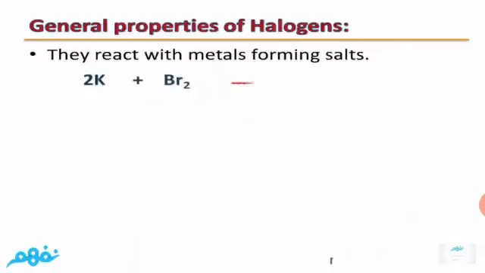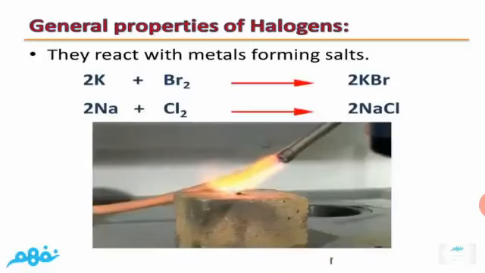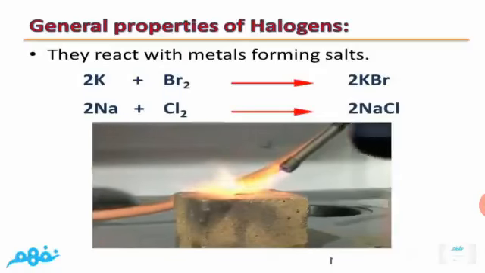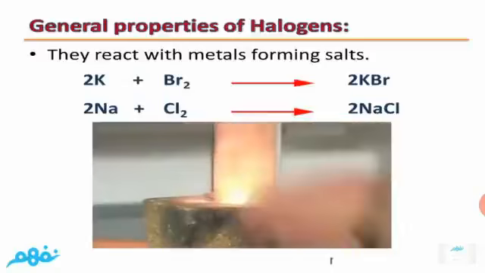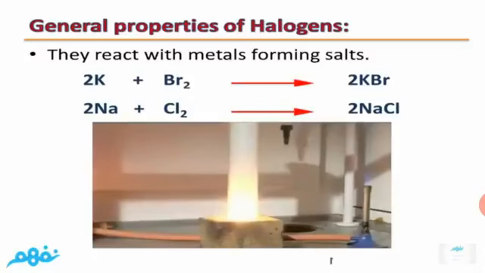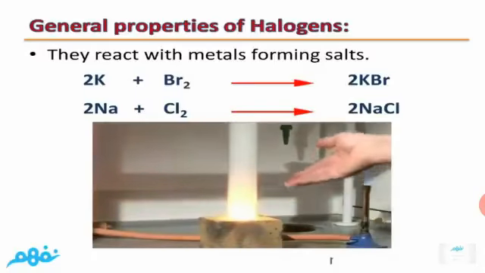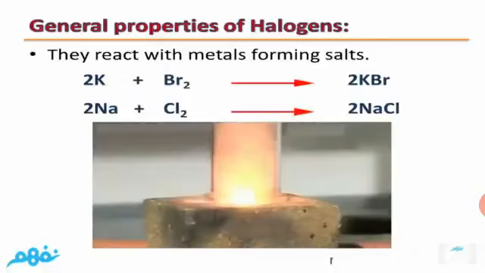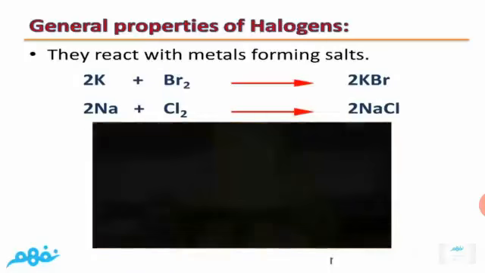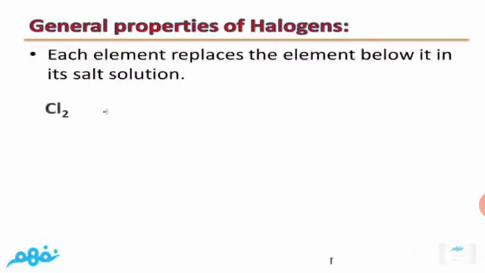Number 5. As we explained before, they react with metals forming salt. This is the reaction between potassium K with bromine Br2 forming potassium bromide KBr. Also, the reaction between Na and chlorine forming sodium chloride.